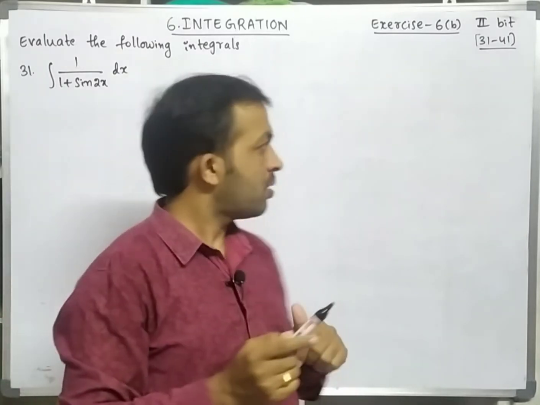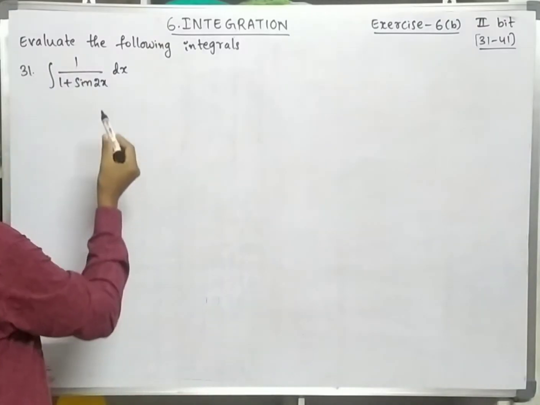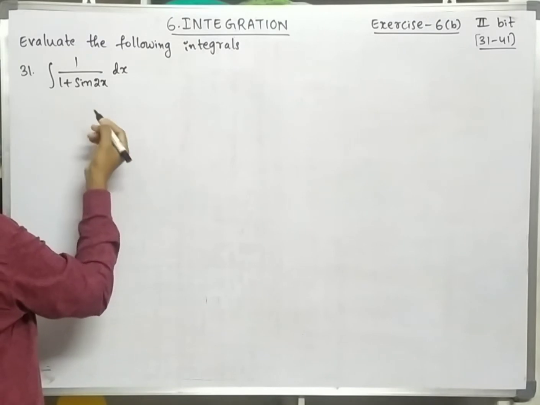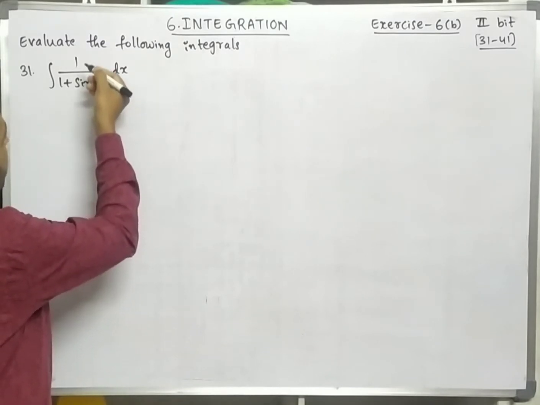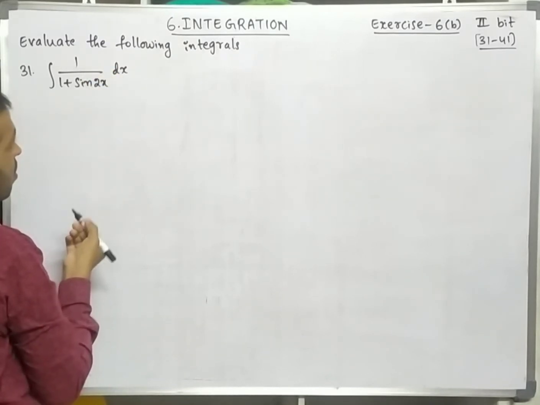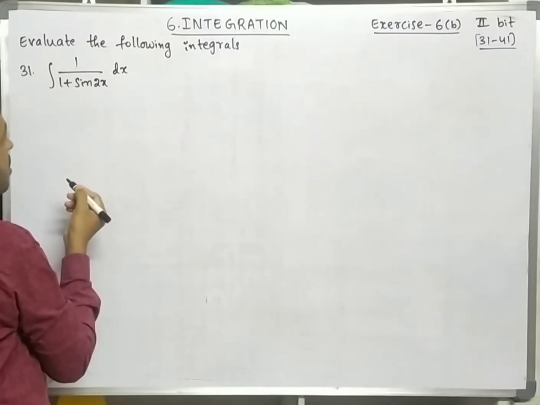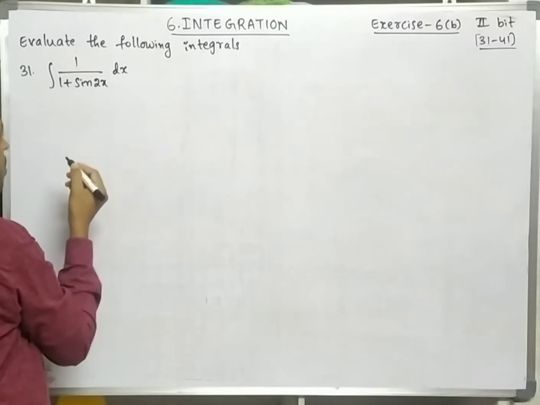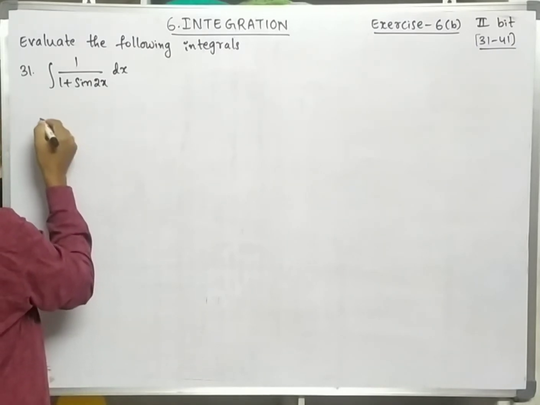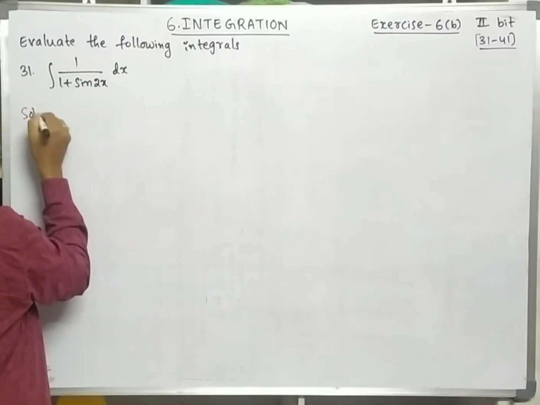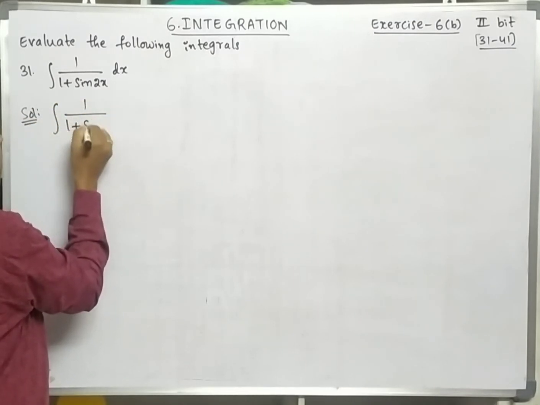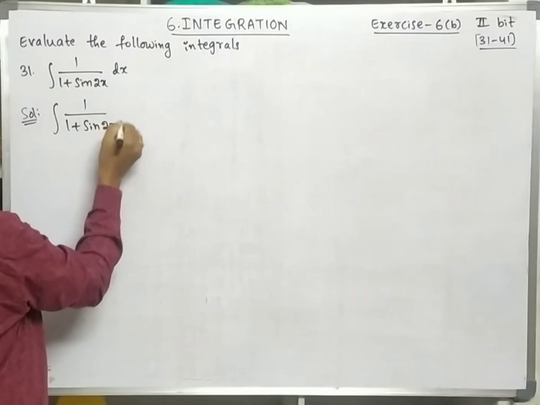Right, so first, integration of 1 by 1 plus sin 2x dx. Here the derivative of the denominator is not in the numerator, and we cannot split it. If we take sin 2x as 2 sin x cos x, then also it is somewhat difficult. So here I am doing it like this. Integration of 1 by 1 plus sin 2x dx.